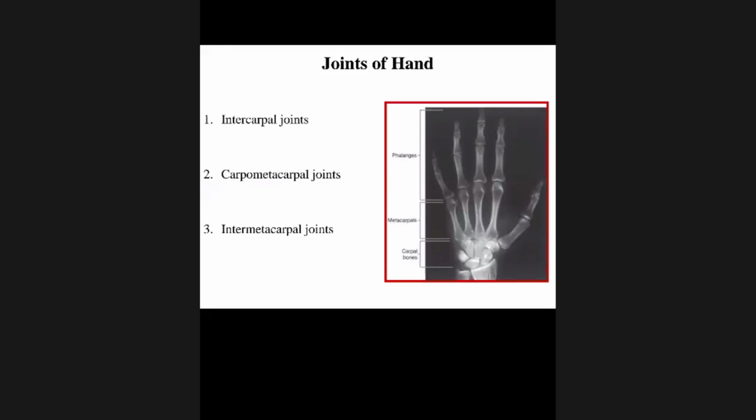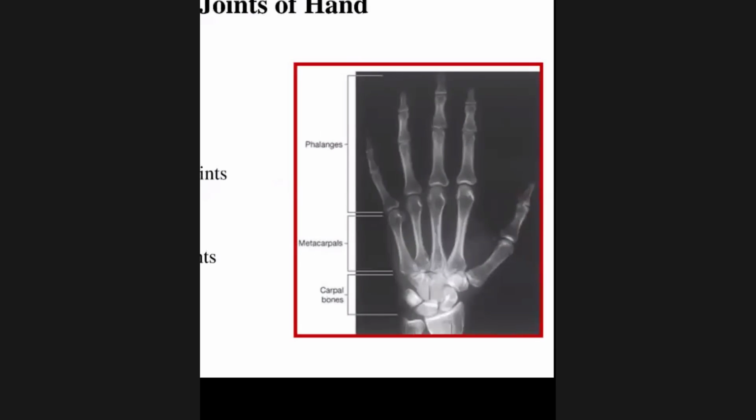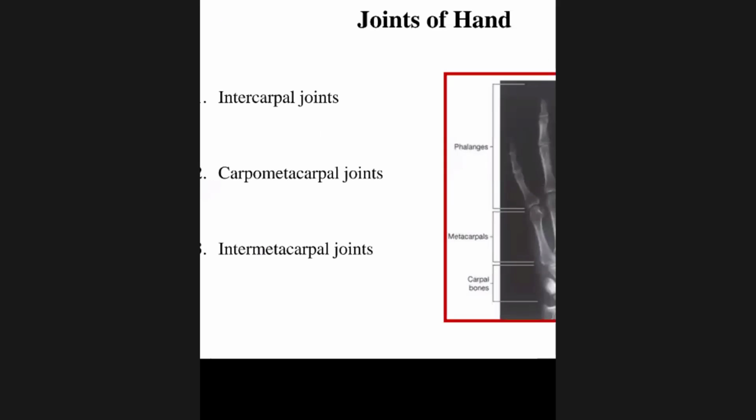So intercarpal means between the carpal bones. Carpo-metacarpal means the joint between the carpal and metacarpal bones, and then intermetacarpal also. So why intermetacarpal? Near the metacarpals you can see here, one metacarpal is in contact with the other metacarpal. So that joint is the intermetacarpal joint.